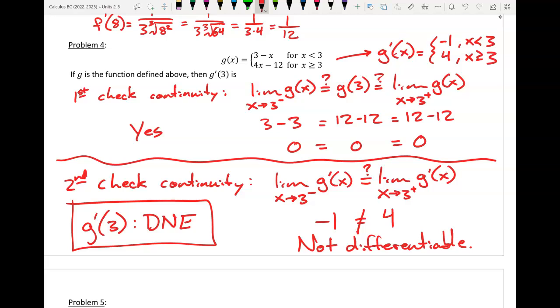Okay? Does that make sense? You always want to check continuity first when you have a piecewise function, because if it's not continuous, it's not differentiable, and you can just stop there. But if it is continuous, then you want to move on and check differentiability. Oh, I put check continuity twice. Sorry. Fix that. That should be check differentiability. Okay? Any questions?